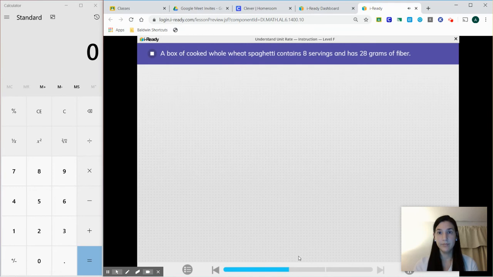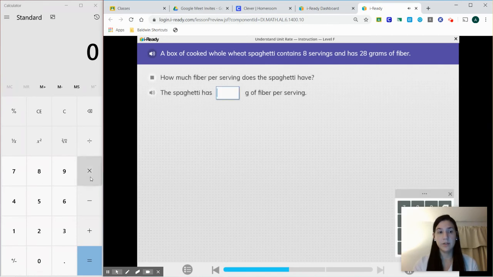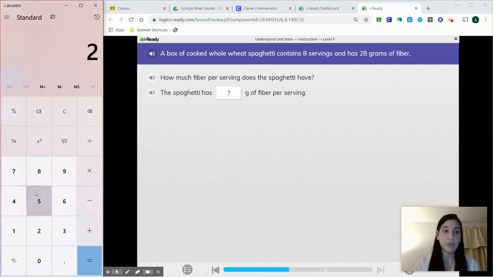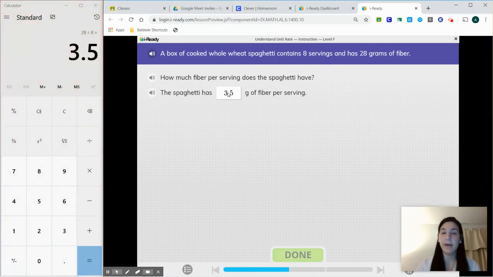A box of cooked whole wheat spaghetti contains 8 servings and has 28 grams of fiber. How much fiber per serving does the spaghetti have? Okay, so fiber per serving. So we see 28 grams of fiber, so we're going to do 28 divided by 8, which is going to give us a nice little decimal of 3.5.